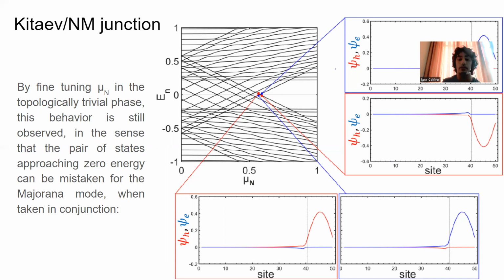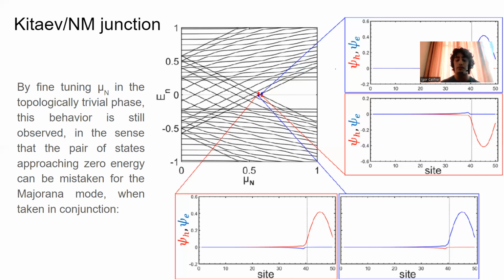And as we approach zero energy, here I have marked one of the points where this happens, and you have a pair of states that approach zero energy. So I marked the two states before crossing and after the crossing. And you can see that, for instance, for the states left to the crossing, they are very similar to each other in the sense that their components, electron and hole, are shifted.